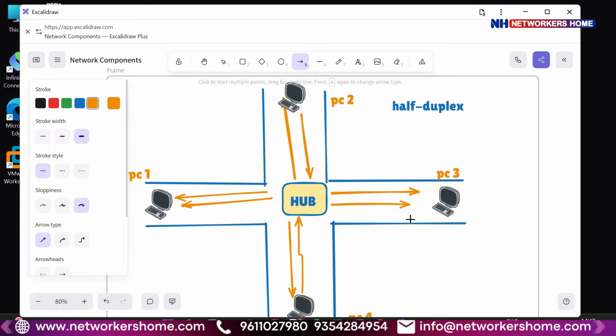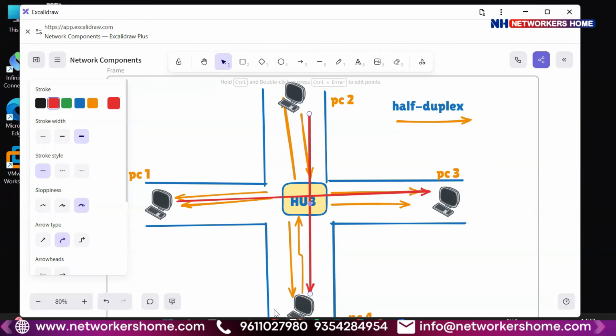Now what is half duplex? Here we have half duplex. PC1 wants to communicate with PC3. At the same time PC2 also wants to communicate with PC4. Then what will happen? Collision will happen because they are half duplex. Only one at a time can communicate. If he also communicates, then collision will happen and the hub will go down. Okay, this is called half duplex.